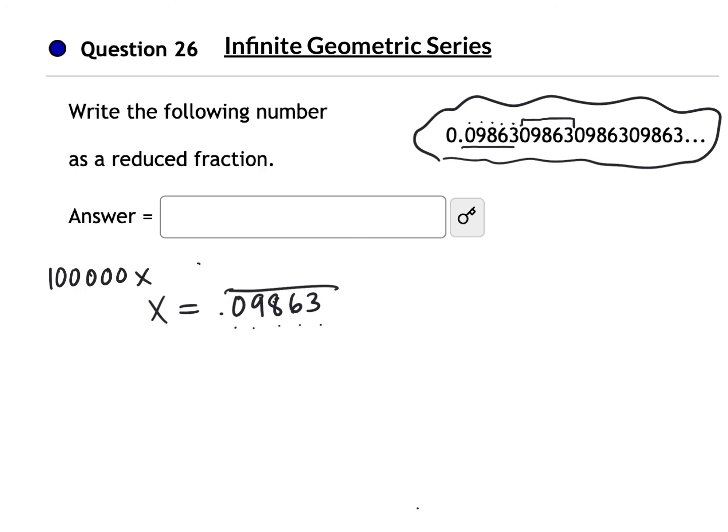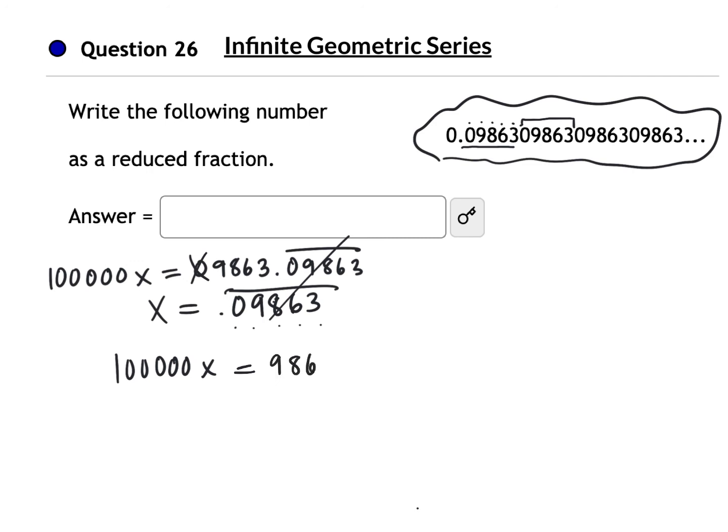This is 9863.09863, and the 0 doesn't matter. We'll subtract, and those repeating parts will drop out. I get 99,999x equals, I'm going to drop the 0, 9863. And we'll divide both sides by 99,999.